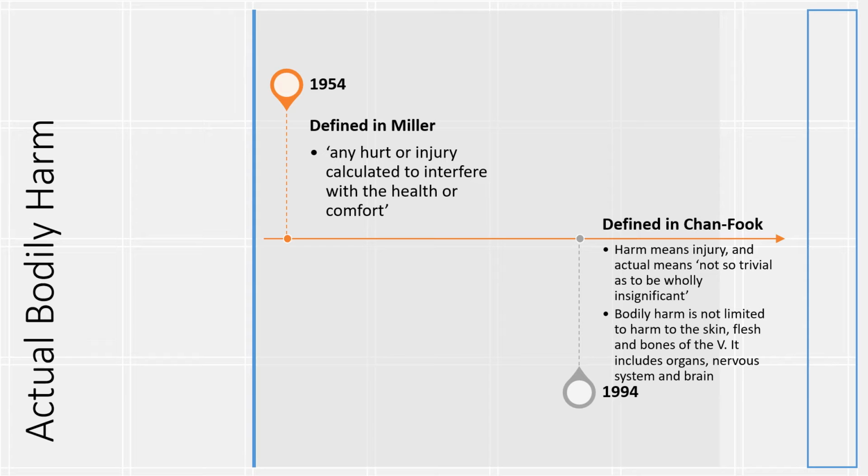So actual bodily harm was defined in Miller in 1954 as any hurt or injury calculated to interfere with the health or comfort of the victim. Now later on, from 1994, this has changed slightly, and ABH was taken to mean harm means injury, and actual means not so trivial as to be wholly insignificant. The definition was extended further, and it was deemed that bodily harm is not limited to harm to the skin, flesh and bones of the victim. It includes organs, nervous system and the brain, including the mind.